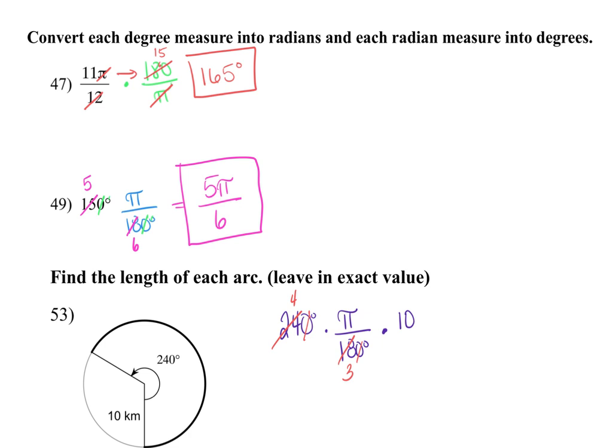Some of y'all left it with like the 4 times the pi times the 10, but you need to actually multiply across. 4 times pi times 10 is 40 pi. And in the denominator, I just have that 3 left. And so that is the length of my arc. And you can leave pi in your answer. That's what leave an exact value means.